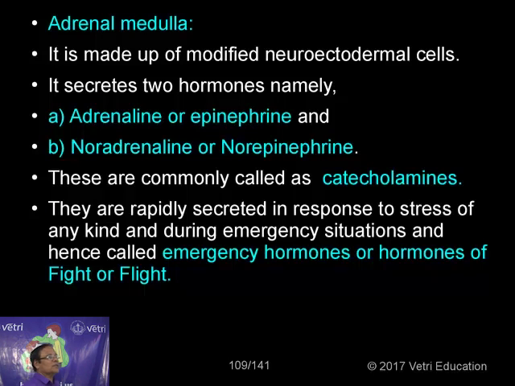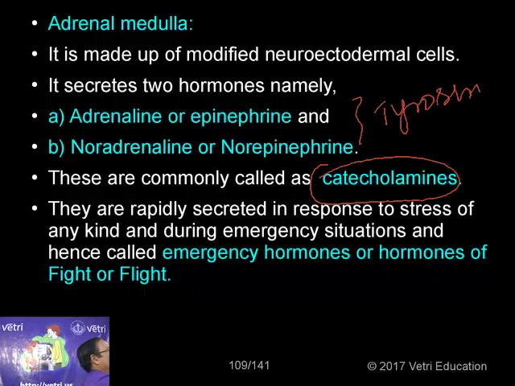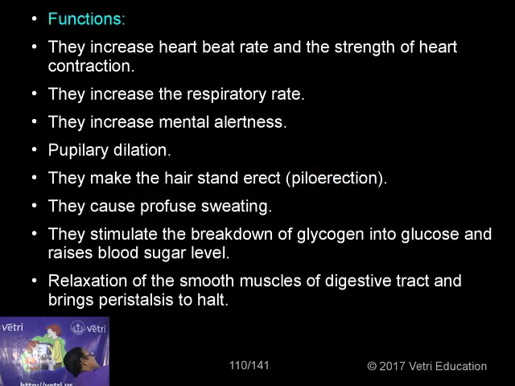Now the adrenal medulla. The adrenal medulla is normally formed of columnar epithelial cells, and they secrete two hormones, namely adrenaline or epinephrine, and noradrenaline or norepinephrine. Both belong to one group of hormones called catecholamines, and both are derivatives of the amino acid tyrosine. Tyrosine is the basic substance for the formation of both. Normally they are rapidly secreted at the time of emergency, hence they are called emergency hormones or hormones of fight or flight, helping the body during emergency situations. Now what are the functions?